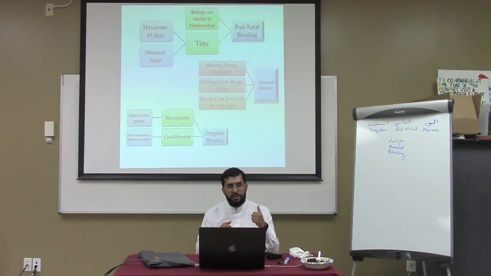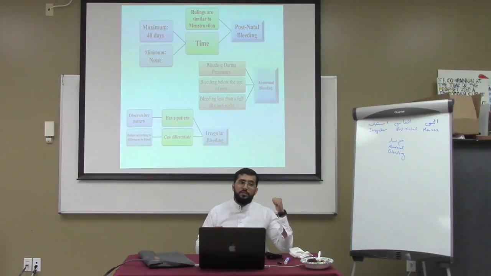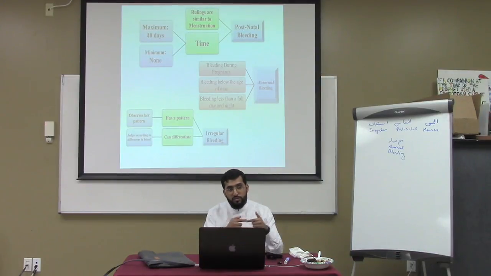The scenario of that is that let's say she bleeds the first 7 days of every month. In the second month she bleeds the first 7 days, and then she continues to bleed till the 10th day, and after the 10th day her blood changes color. She will only consider the first 7 days to be menses. The 3 days after the 7, even though they look like menstrual blood, she will pray and she will fast in those days.